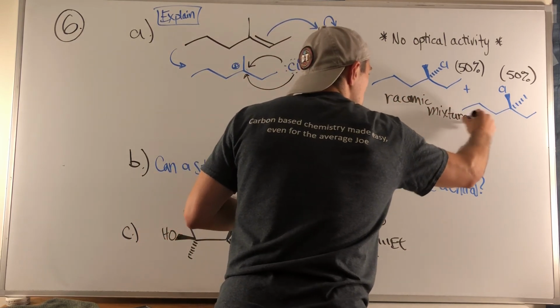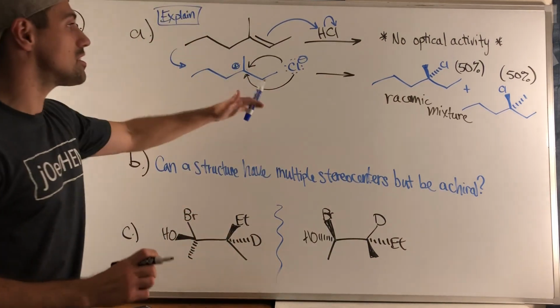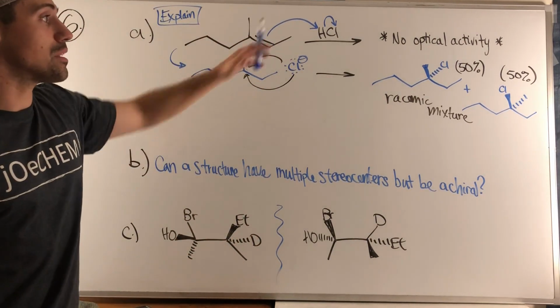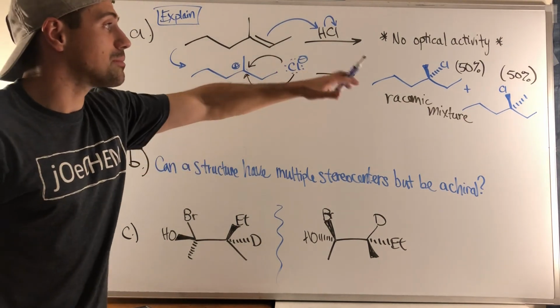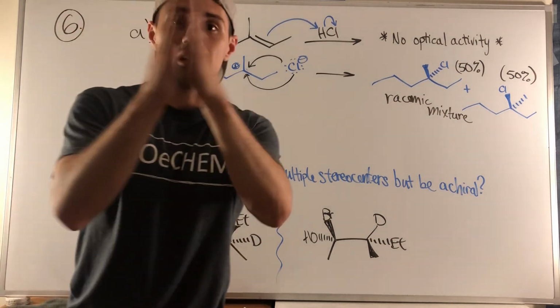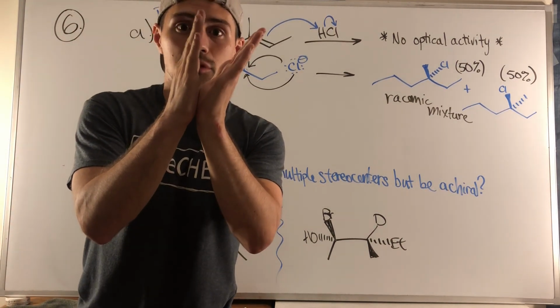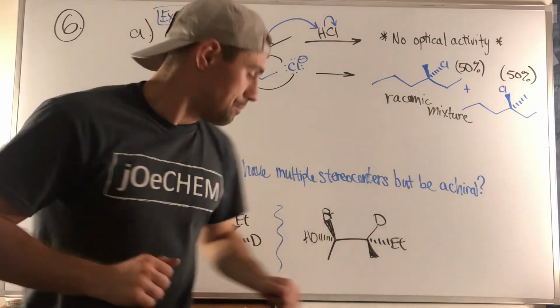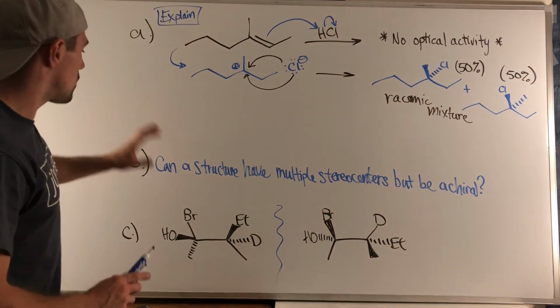This is enough to illustrate to someone that you know what you're talking about, and this is why there's no optical activity produced in your mixture, because we have a racemic mixture, we have equal amounts of the enantiomers. Each one is going to bend the plane of polarized light one way, and the other one's going to bend it completely the exact opposite way, so they cancel each other out. Okay? That's A. Moving on to B.